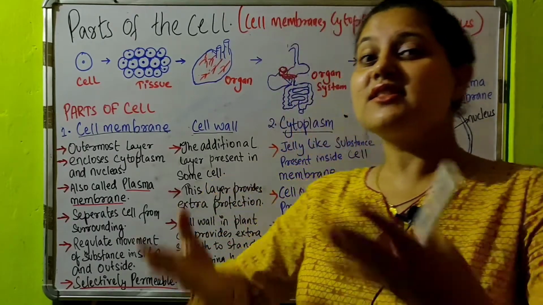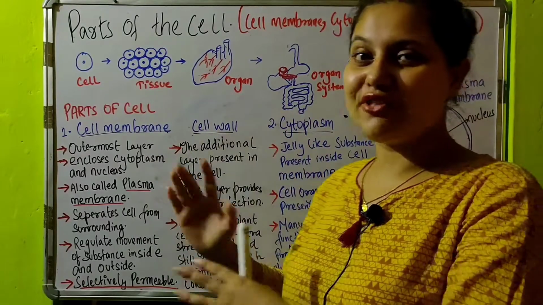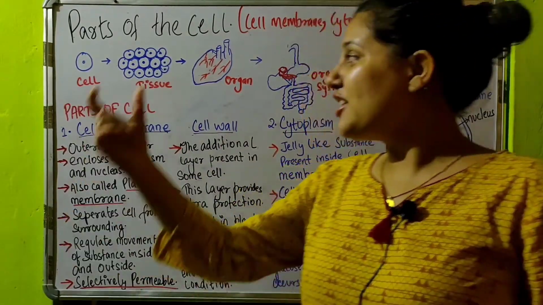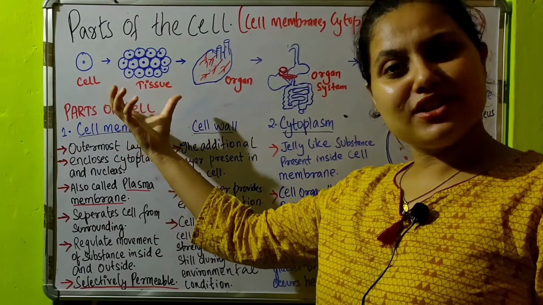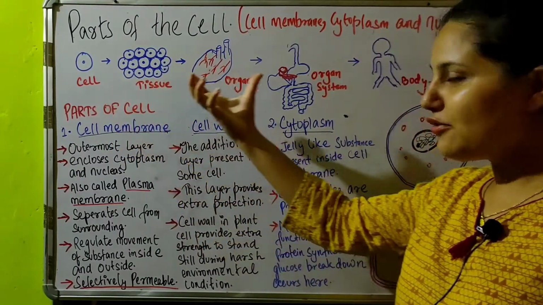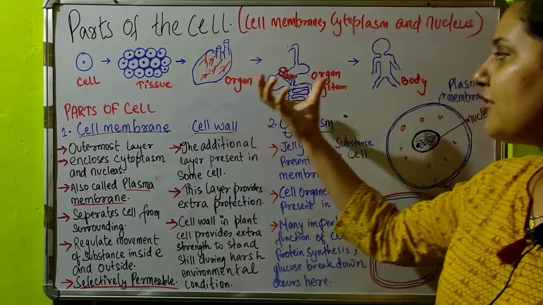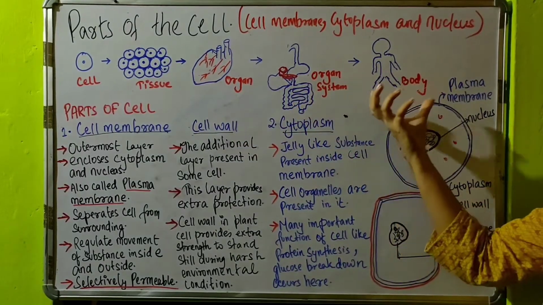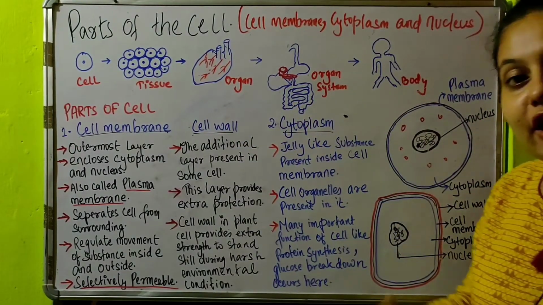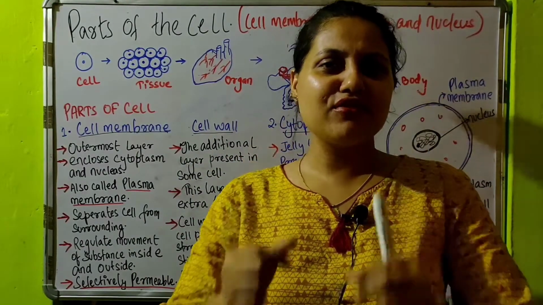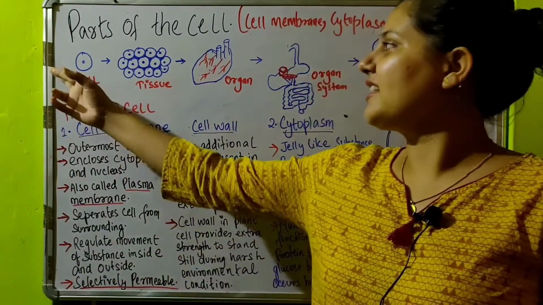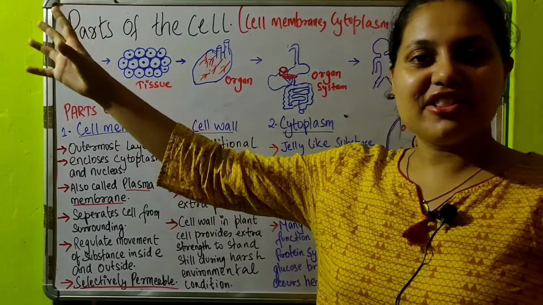So now let us see more about the cell before going to the parts of the cell. You see cell, isn't it? Cells combine to form tissue, and tissue combines to form organ, organ combines to form organ system, and organ systems combine to form a body. That means what are we eventually made up of? What is the basic unit which is making up our body? That is this thing. Got the thing?